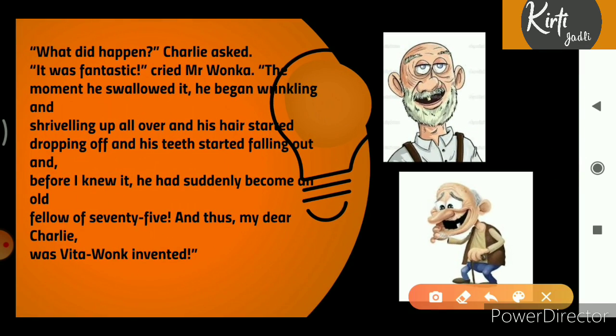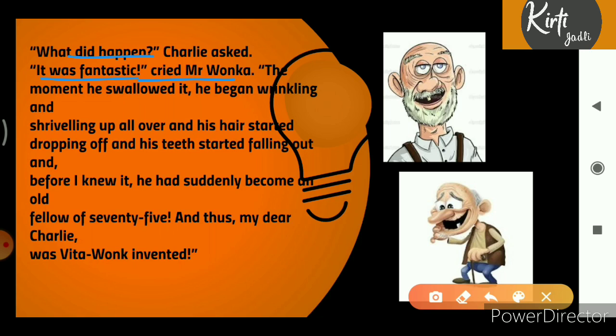So now Charlie is curious. He wants to know what happens. So he asks the same. He says, what happened? What did happen? So Mr. Wonka cried, it was fantastic. So cried here does not mean that he was shedding tears. He shouted very loudly. Cried means to shout very loudly. So he says, it was fantastic.